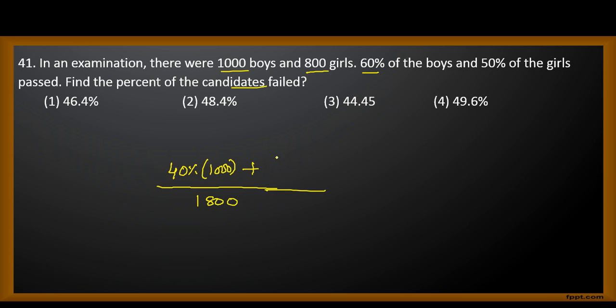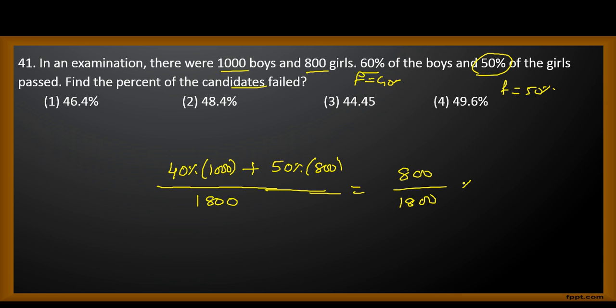And failed in the girls category, how much? 50% of 800, because the passed is 50% and fail will be 50%. Here the boys' fail is 40%. That is what we are writing here. Now this is equivalent to 40% of 1000, which is 400. 50% of 800 is 400. The total failed is 800 by 1800 into 100. 0 and 0 will get cancelled. 2 fours and 2 nines. So 400 by 9, which is nothing but 44.44. The answer is approximately option 3.